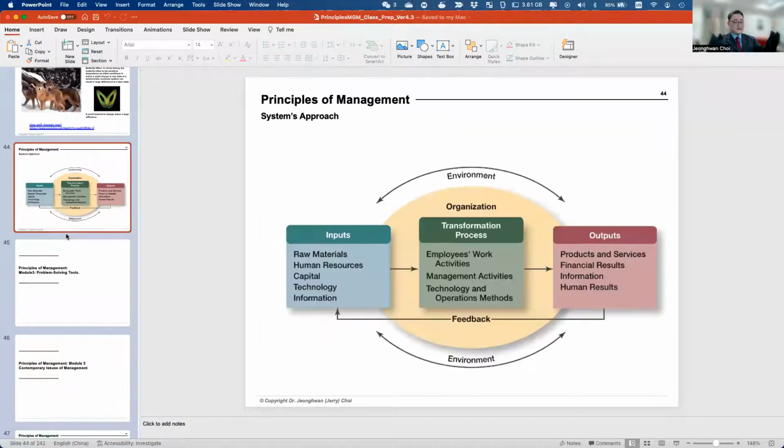Okay, so that is the first introduction of the management. We learned the basic things of management. From now on, we are heading to problem solving, especially business problem solving, managerial problem solving. And what will be our profession when we graduate?